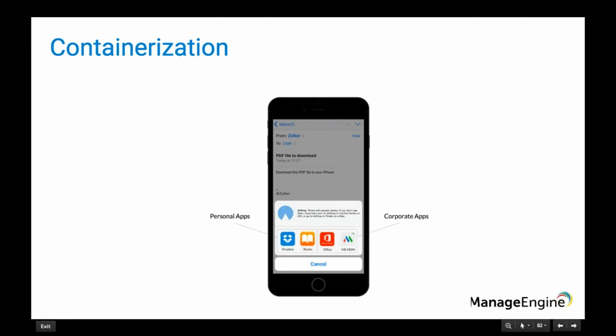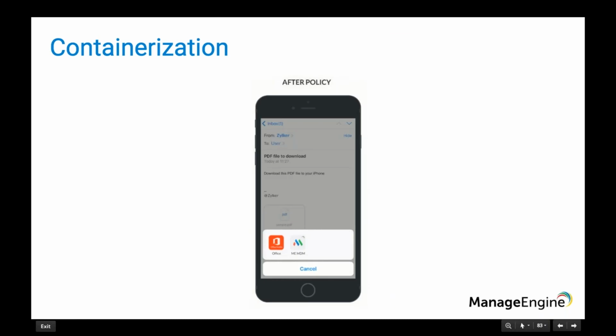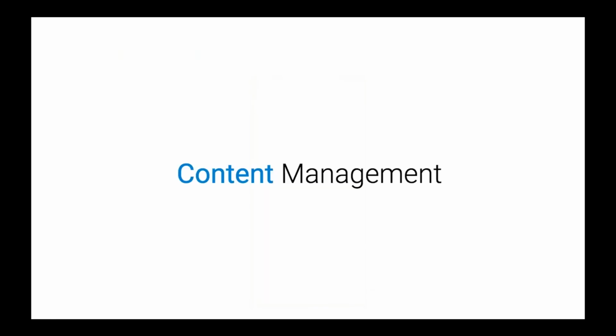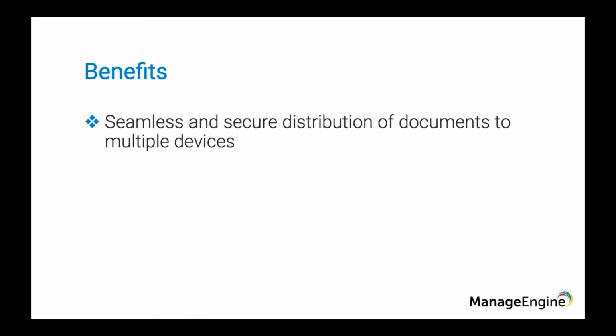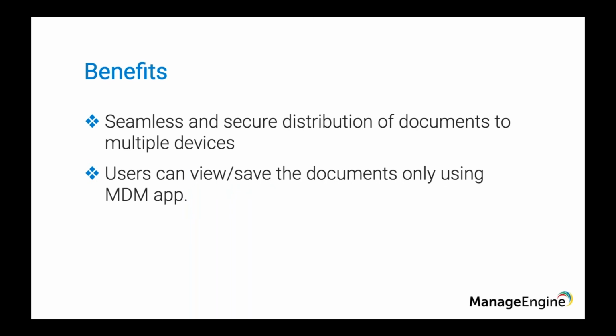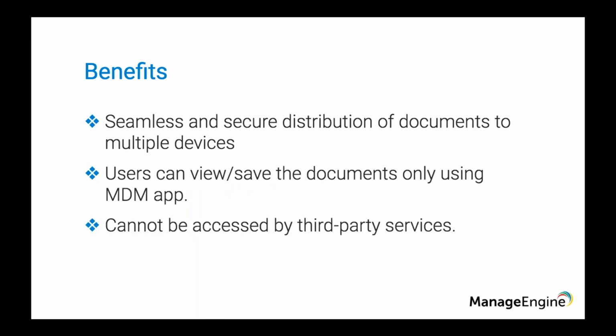Let us see what happens when this policy gets associated to the devices. So after policy, only these corporate apps can be used to access the email attachment. Now, we have spoken about email attachment, but what happens to accessing confidential documents in a secure way? So MDM provides you with content management, which lets you seamlessly distribute documents, and these documents can be downloaded and viewed only using the MDM app. Thus, they cannot be accessed by any third-party services because it is sandboxed.